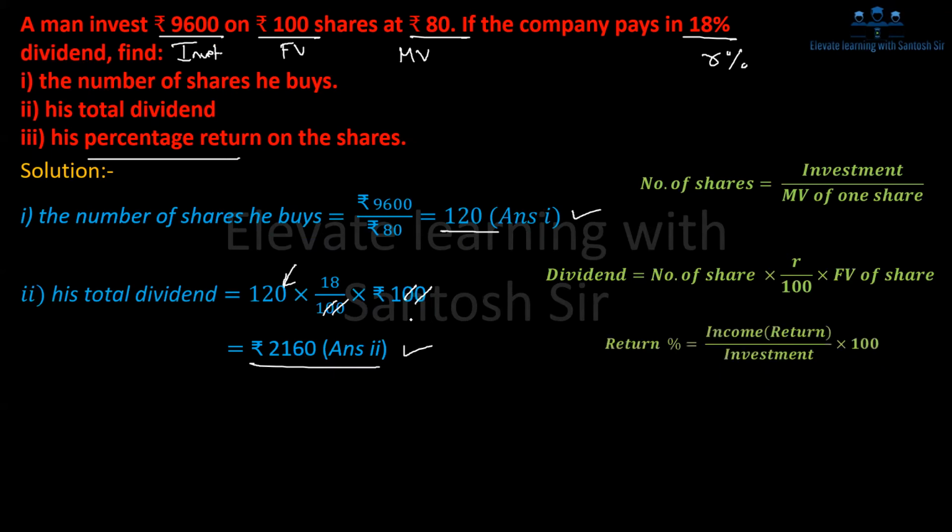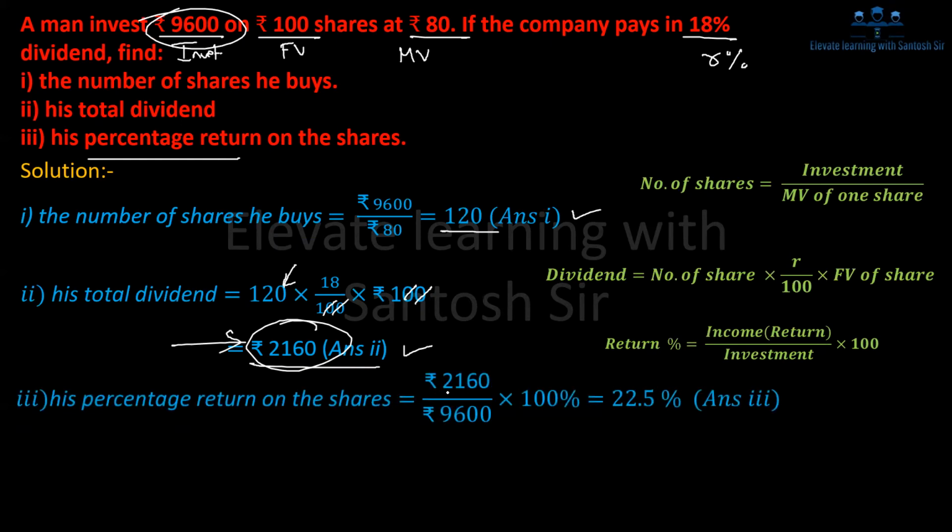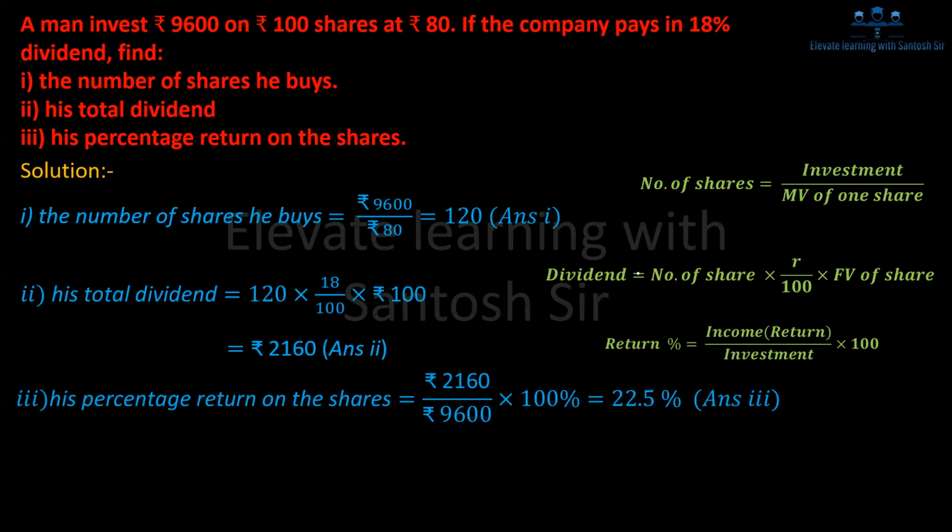Percentage return is given by return upon investment into 100. So he gets a return of 2160 and his investment is rupees 9,600. So his percentage return will be 2160 upon 9600 into 100. We can cancel the zeros and do the division to get 22.5% as the answer to the third sub question. Let's proceed.